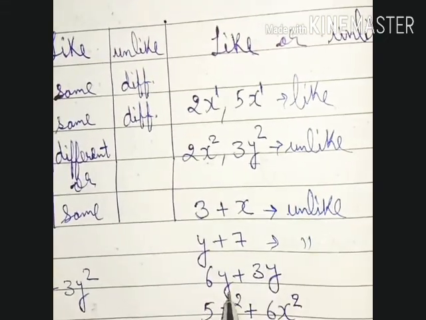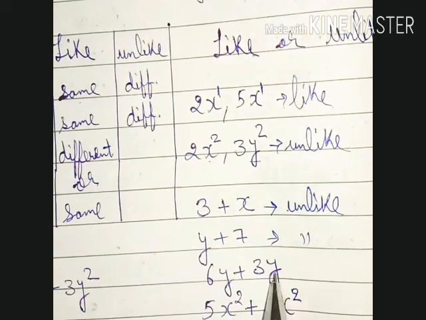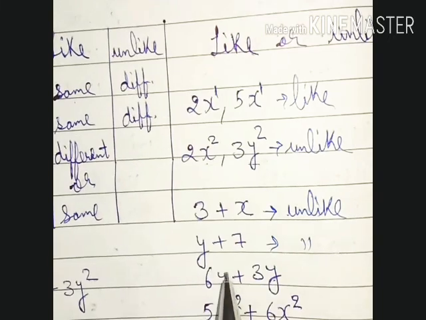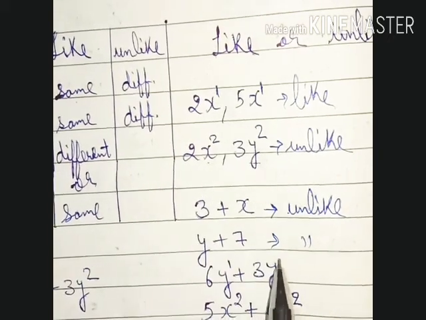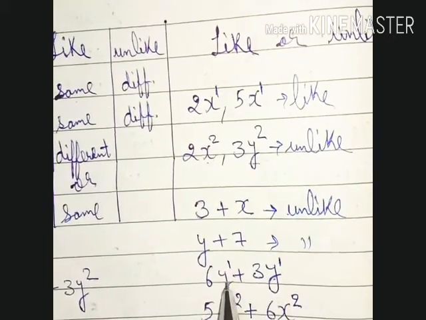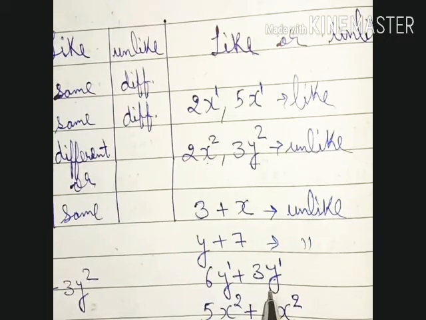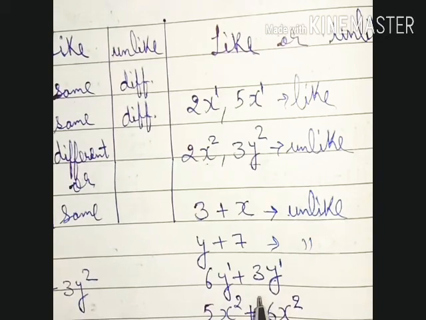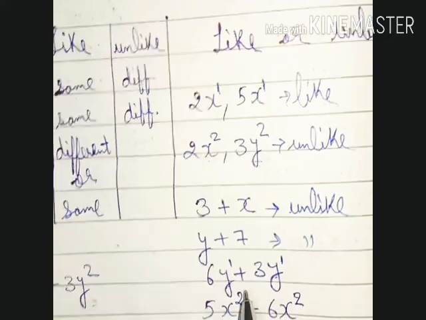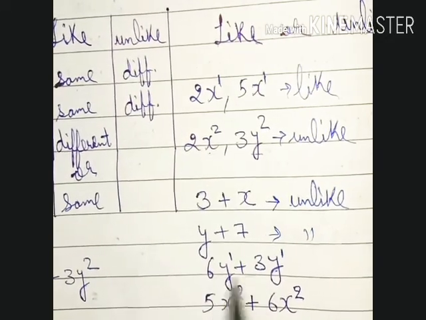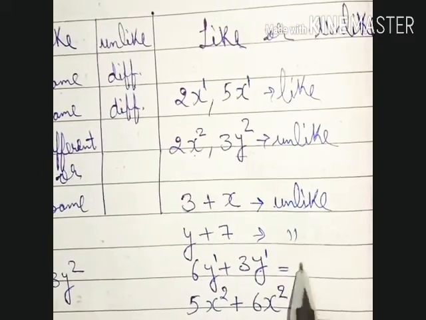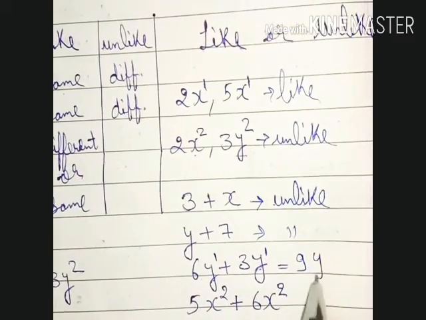Next is 6y plus 3y. The variable is y in both terms, and the power is also 1, so the variables are the same and the power is the same. So we can say 6y and 3y are like terms, so we are able to add. So 6 and 3 will become 9, and y will be the same.